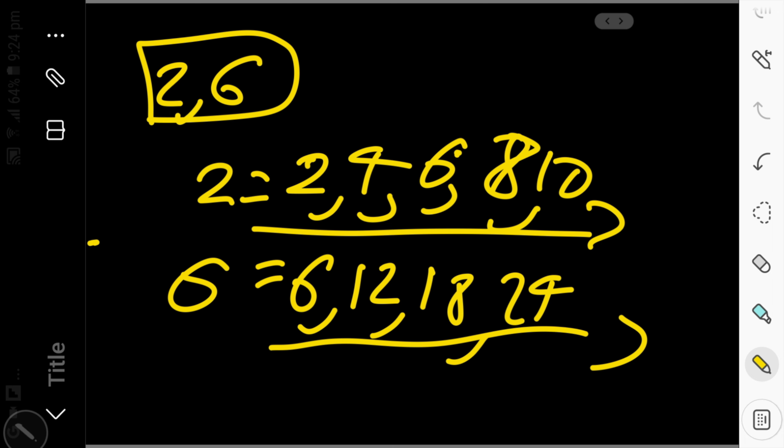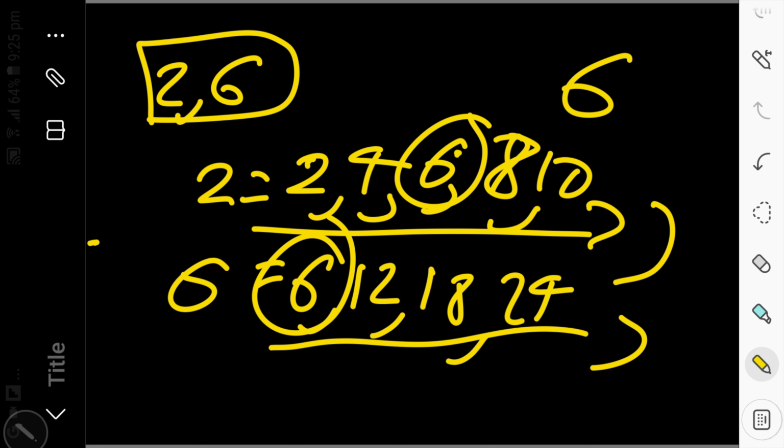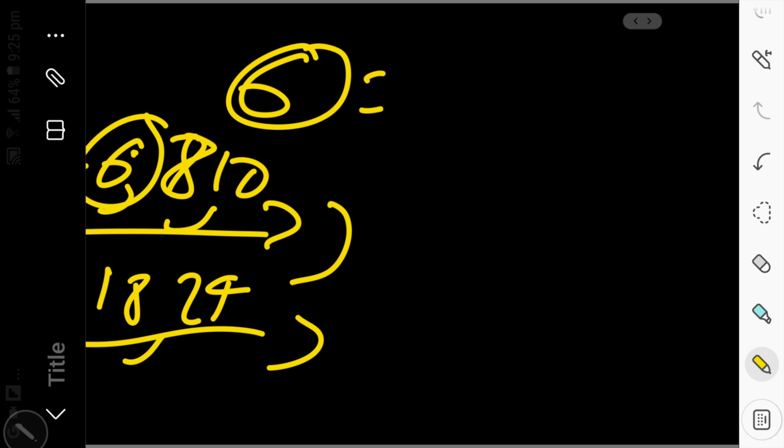So here, to find the least common multiple, just like what we did previously, we must find the number that is common in both. There is no 2 in both of them. There is no 4. There is 6 in both of them. And is 6 the smallest? Yes. That's why 6 is the LCM of 2 and 6.